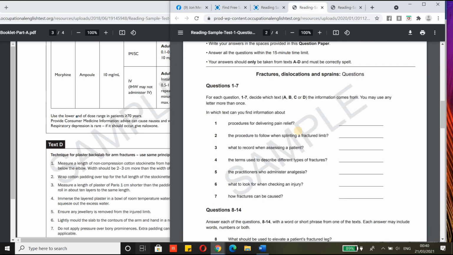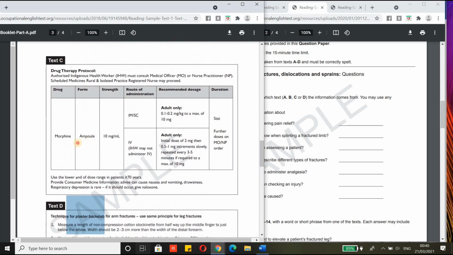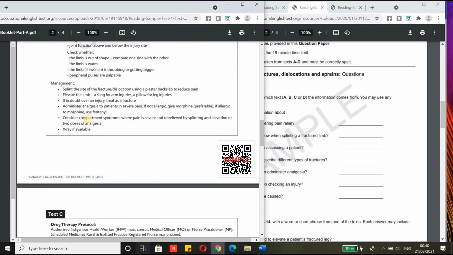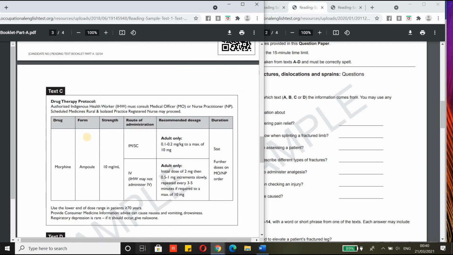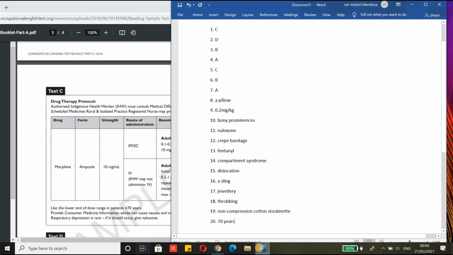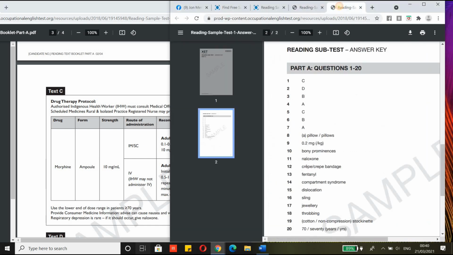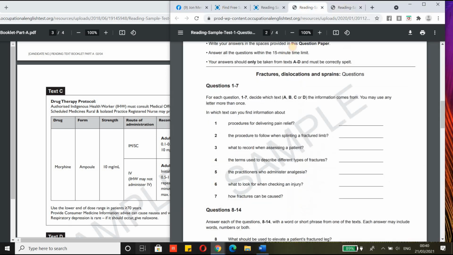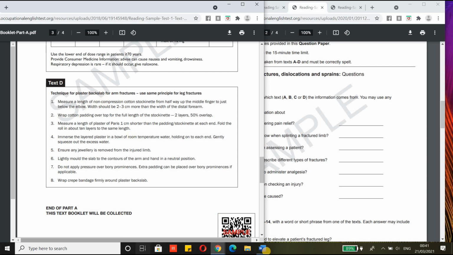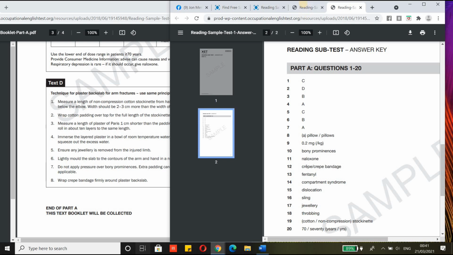Let's go to number 1. We need to decide which text the information comes from. So for number 1, procedures for delivering pain relief. So pain relief is morphine here. Although you've got fentanyl there, the main protocol is under text C. So I did answer C, and the answer is letter C. Okay? And then number 2, procedure to follow when splinting a fractured limb. So it's plastering. I put D, and it's D.